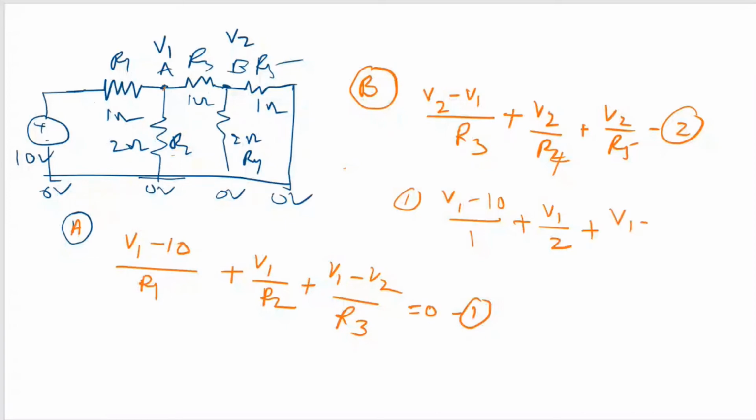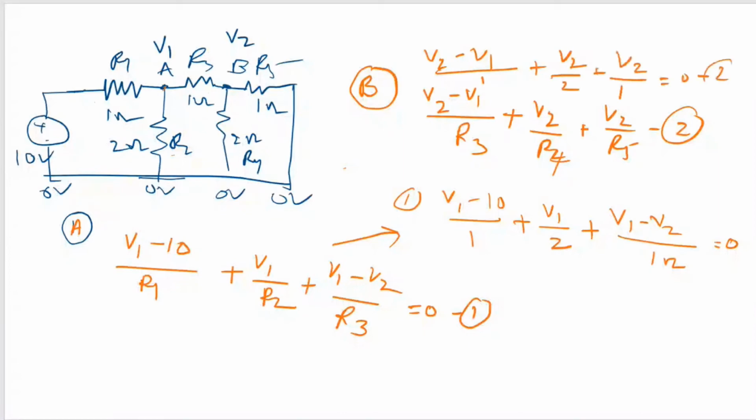Okay, R3 is 1. What is R4? V2 by R4 is 2. Okay, plus V2 by R5 is 1, is equal to 0. This is the second equation. So, first equation and second equation.